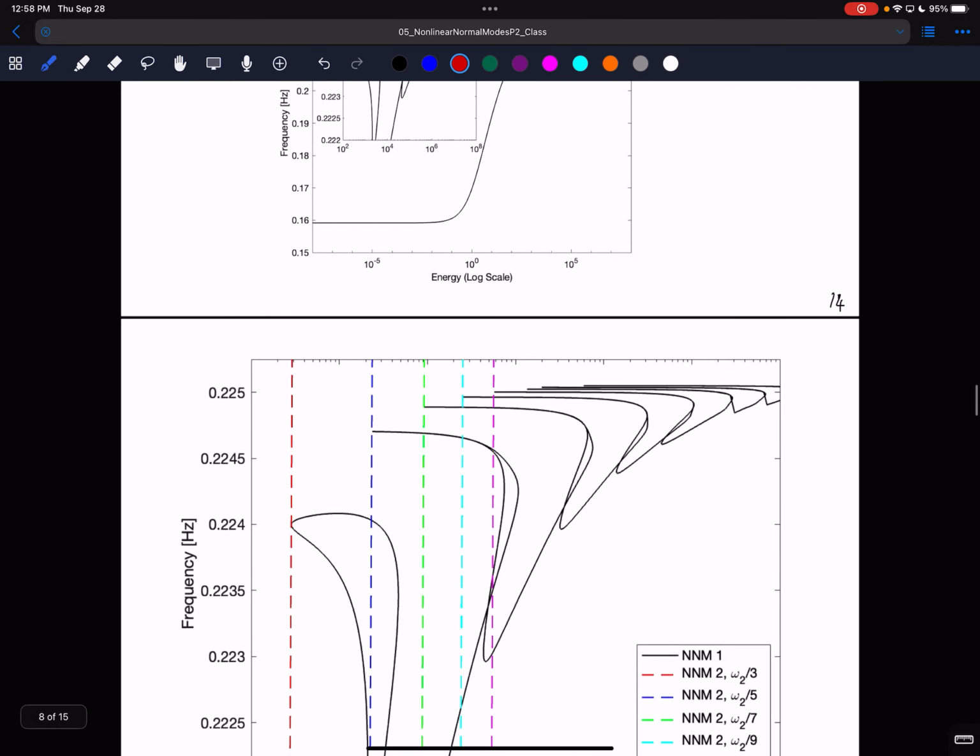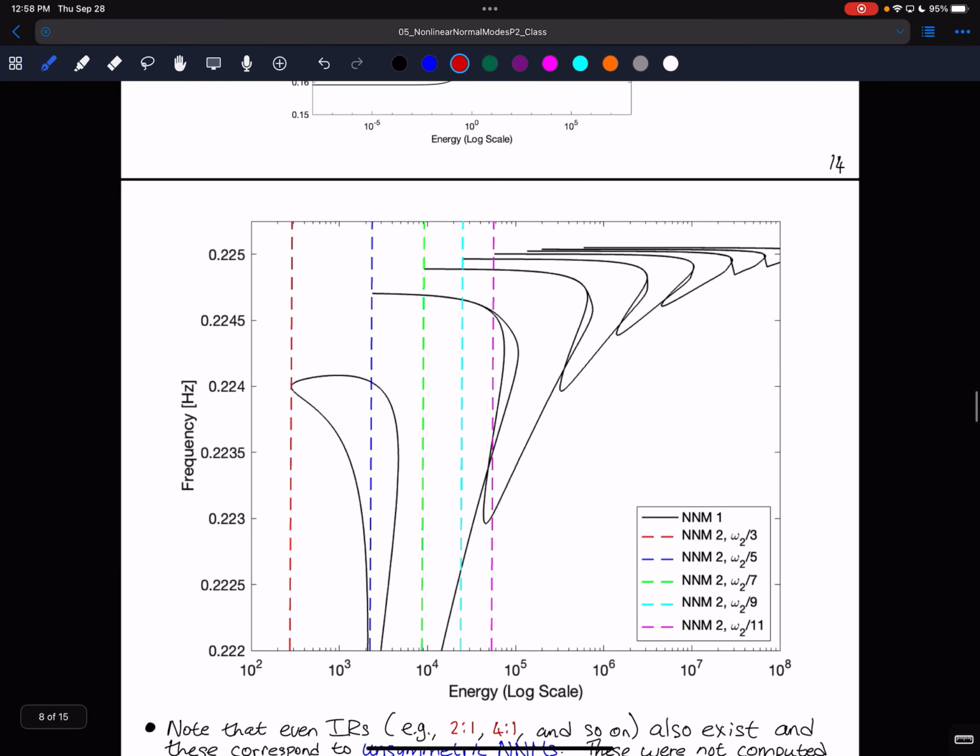And if you come to the next page, on page 15, what you'll see here is a whole bunch of dashed lines, and I'm just going to label these guys. So the red dashed line is S33. The blue dashed line is S55. Green one is S77. Cyan one is S99. Magenta one is S1111.